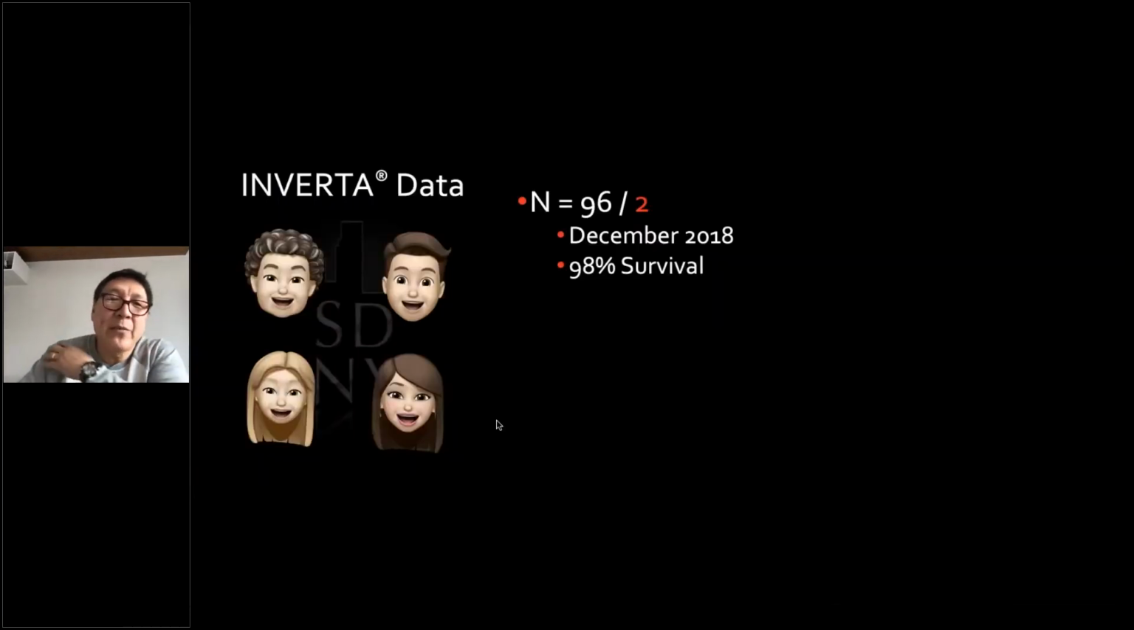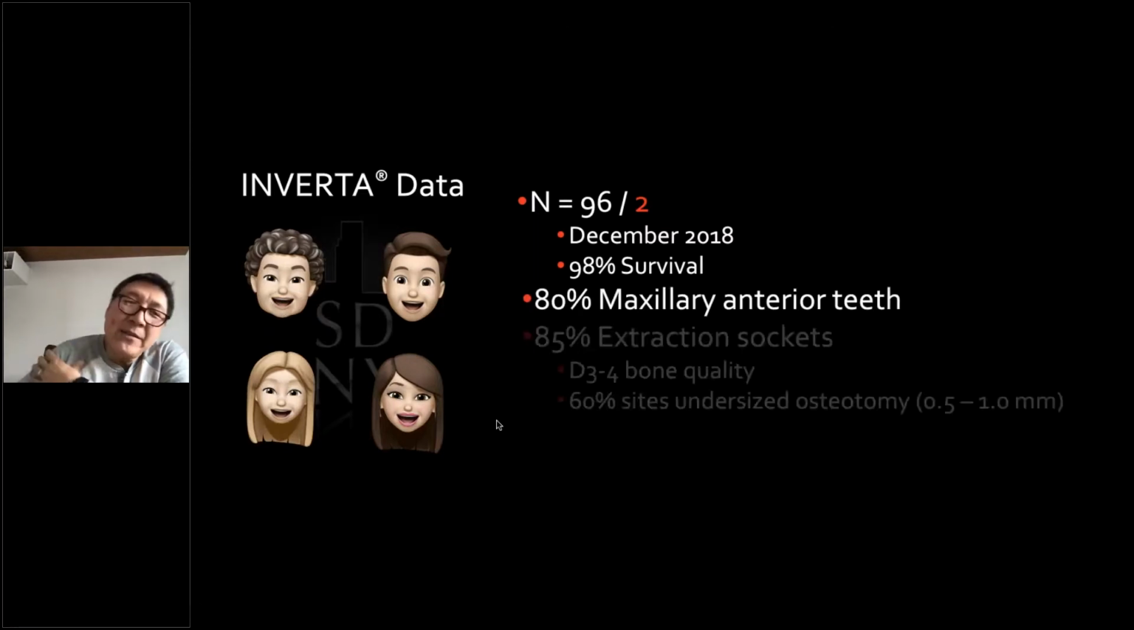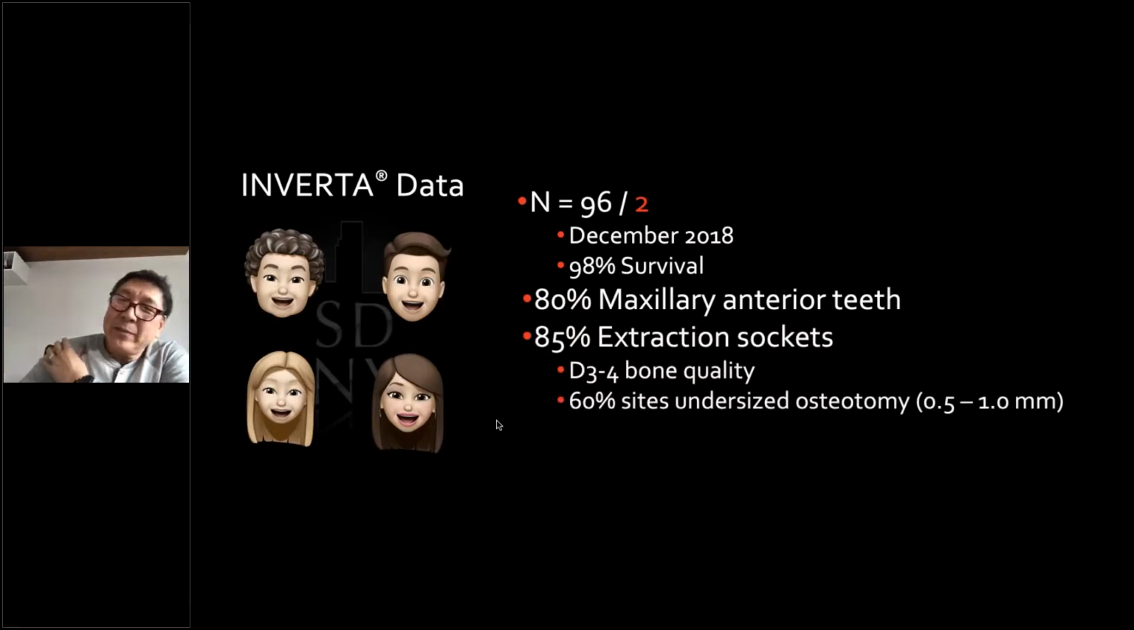And if we take our data with Dennis, Guido, Valentina, and my wife Jocelyn, we've done about 96 with 2 failures. We started in 2018. We have a 98% survival. Barry has a higher survival, 99. Mostly maxillary anterior sites, which were the original concept and development was for. Predominantly extraction sockets, usually with type D3 or D4 bone.